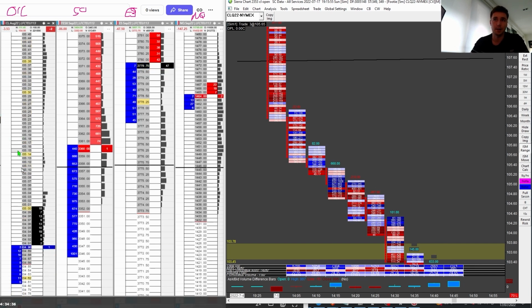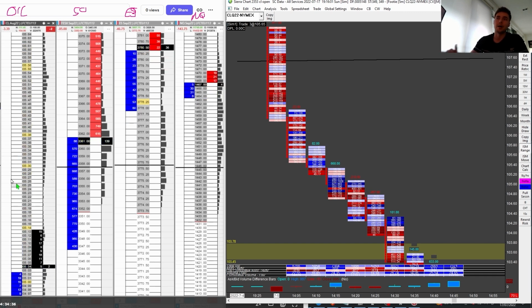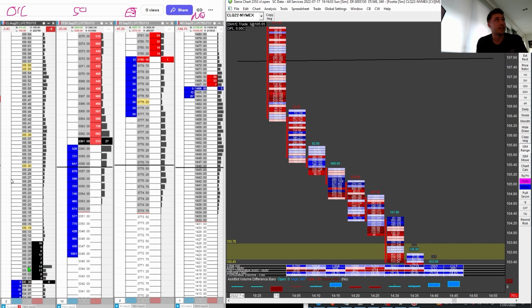It can whip back quite hard, so that's why you'll always see it near the bottom of my screen and me hovering here, because you don't want to get caught out on one of these whips, you know, 60 ticks in a few seconds back.